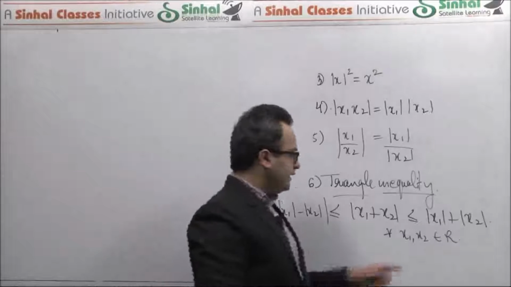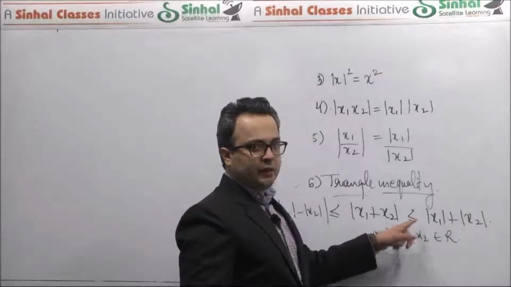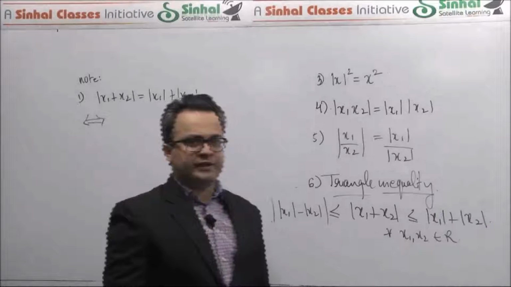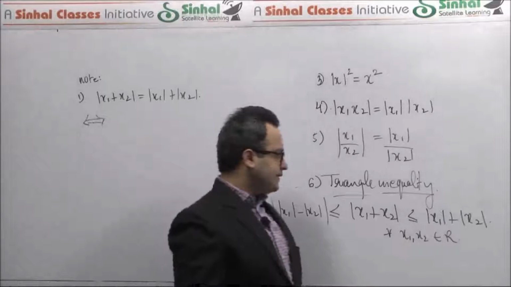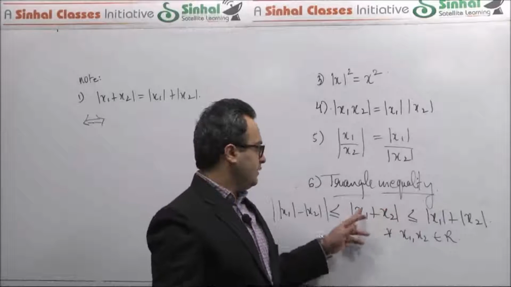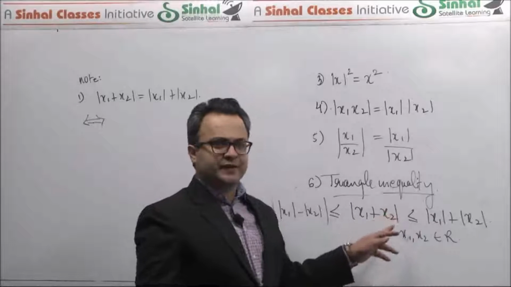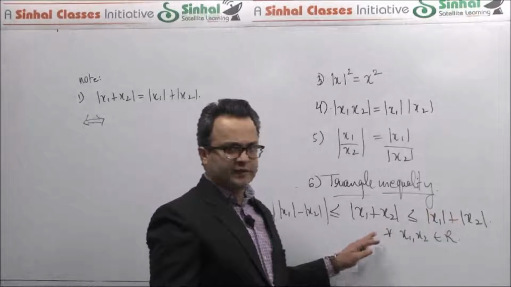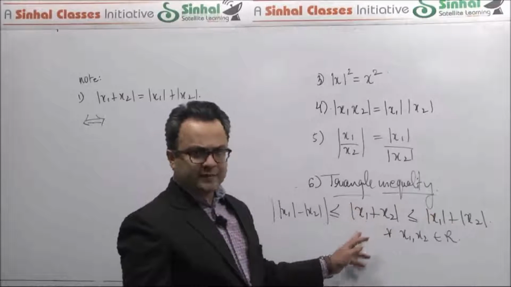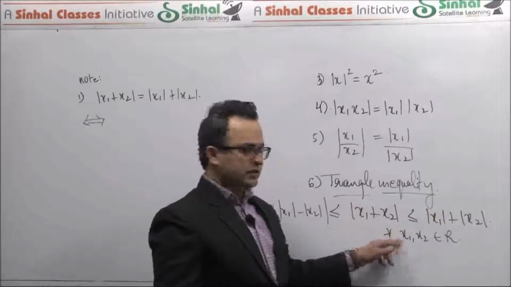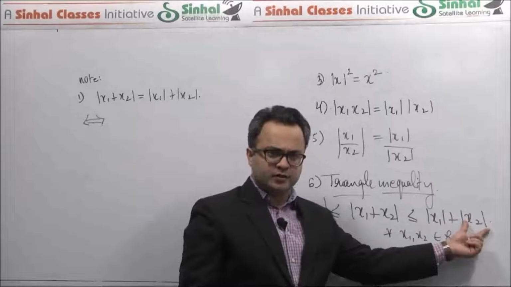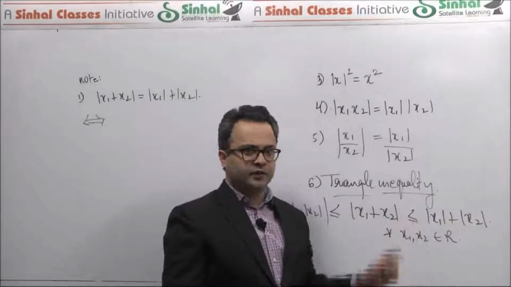Specifically, we are interested in finding out when this particular equality will hold true. If mod of x1 plus x2 is equal to mod x1 plus mod x2, then when does that happen? Let's take simple examples again. If x1 is 1 and x2 is 2, it works. But if you have x1 as 1 and x2 as -2, then you get 3 over here and 1 over here, so it doesn't work. And if you take x1 as -1 and x2 as -2, you again get 3 over here, and mod of -1 is 1, mod of -2 is 2, so you get 3 over here. So again, the equality holds true.